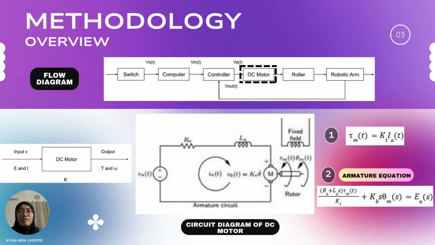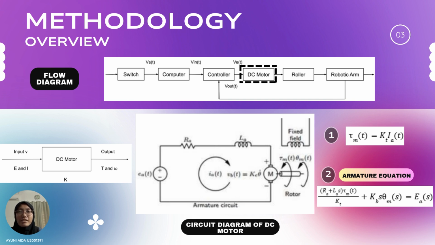feedback loop. For a clearer and more simplified representation, the flow diagram is shown in the image on the left, outlining the DC motor's process from input, including the applied voltage E and current I, to output, which includes torque T and the mechanical motion or rotation of the arm omega. On the right side, the circuit diagram of the DC motor is displayed.